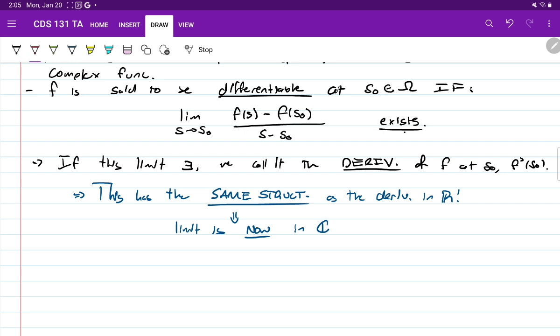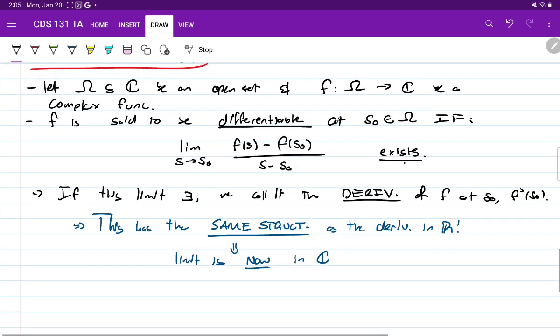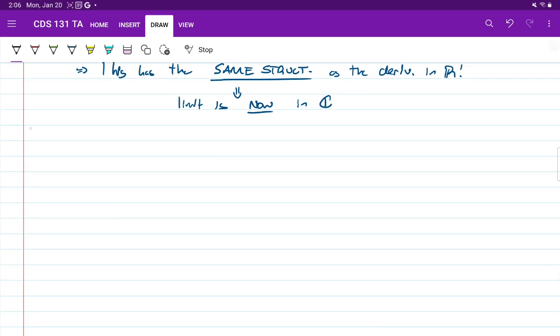It turns out that complex differentiable functions, because this limit is taken in C, actually have a lot of stronger properties compared to real differentiable functions. Because of this, we introduce some special names to talk about what it means for a complex function to be differentiable. So let me set out this vocabulary, and then we'll discuss it a little bit more. We call a complex differentiable function an analytic function.